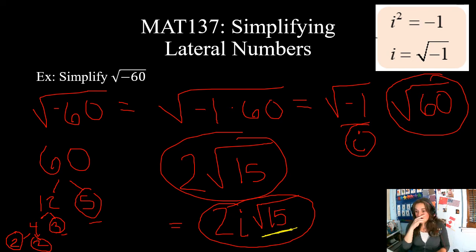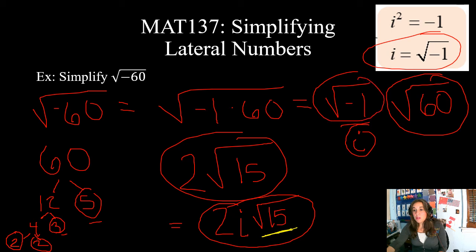So that's it. When you're simplifying with negatives underneath the radical, use that trick. Pull out a -1 as a factor, because you know what the square root of -1 is. It's i. So the square root of -1 will always simplify to i. Okay, so that makes it really easy. And then the rest, you already know how to simplify numbers underneath the radical.